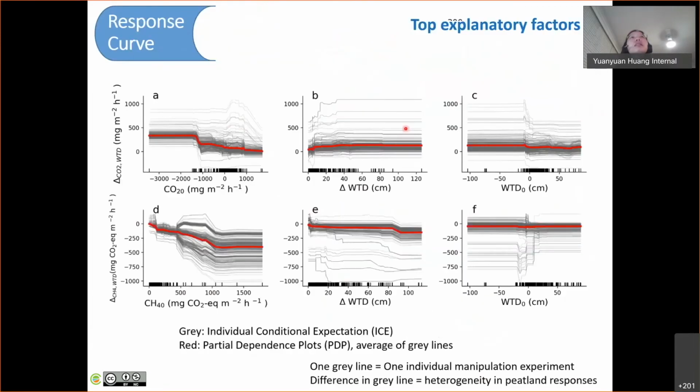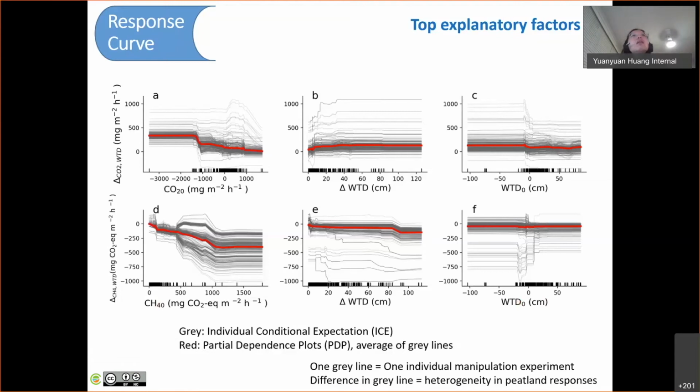What is nice is we can look into the response curves. For carbon dioxide, the carbon dioxide flux before the water table manipulation, the magnitude of the water table depth manipulation, and the water table depth before the experiment are the top three predictors. For methane, the flux before water table manipulation, the magnitude of water table manipulation, and the water table depth before manipulation are the top three predictors.